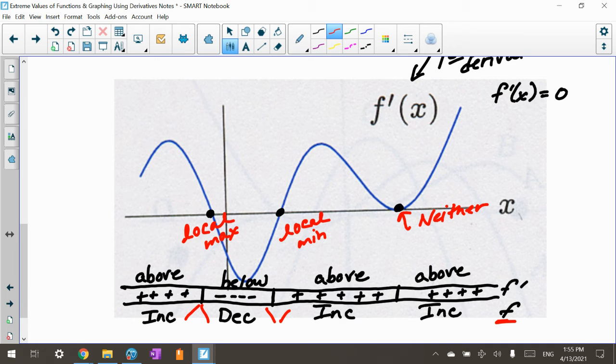And I like doing this to try to think, okay, this is what my f prime bar is doing. This is what my graph is doing. Let's think backwards, if you will, and talk about what's happening to my original function. And then you can tell local maxes and mins from that. Okay, that's number 4. Let's try number 5.